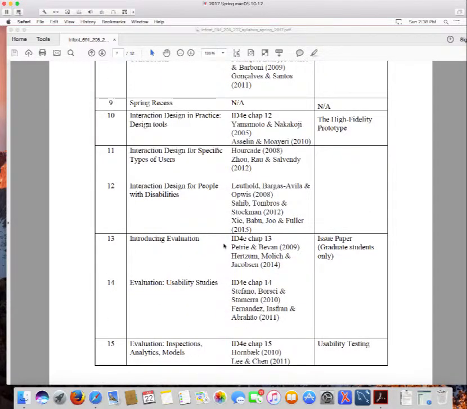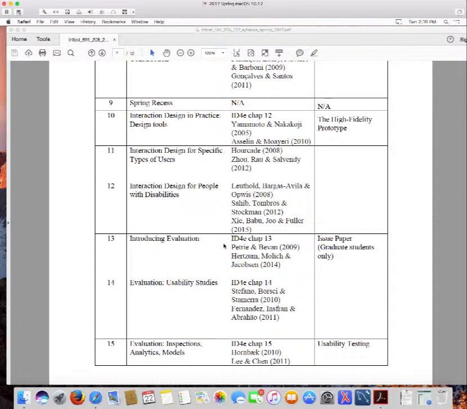In week 10, we're going to be on interaction design in practice, design tools. We'll cover that in chapter 12. Here's where we're going to do the high fidelity prototype. That's going to be due that week.